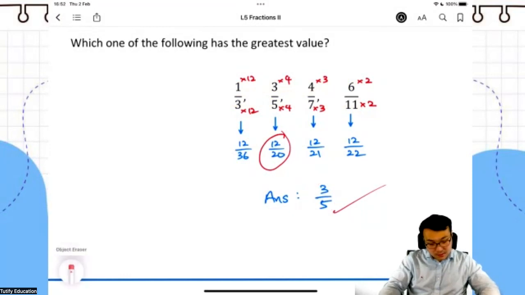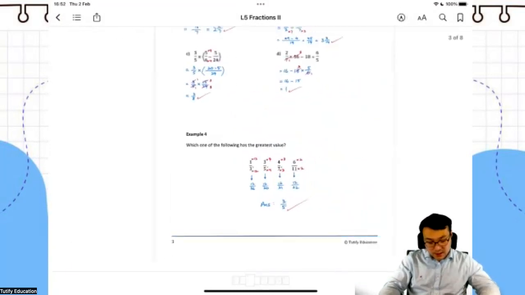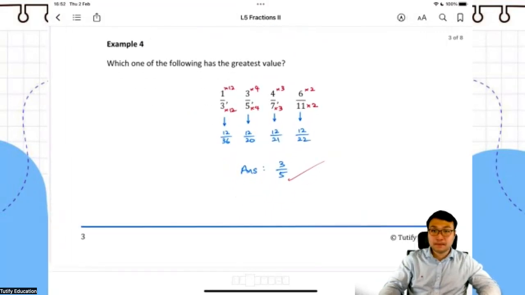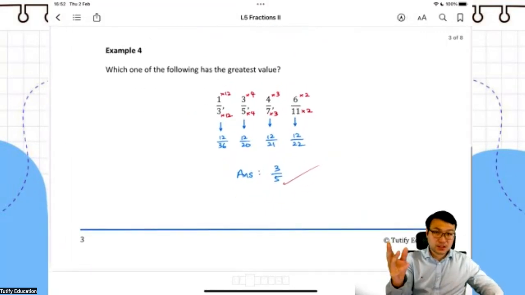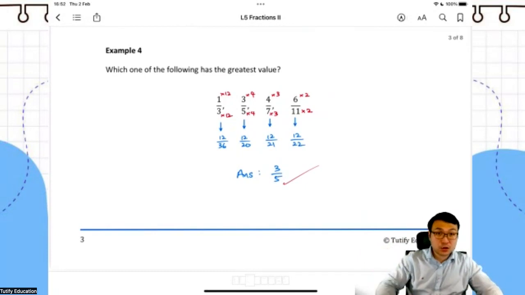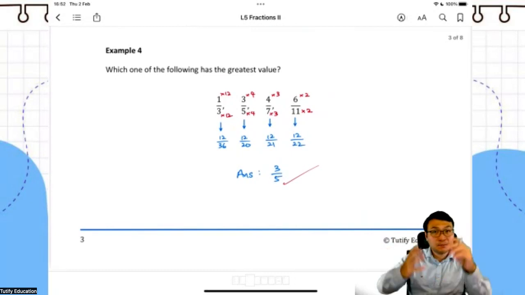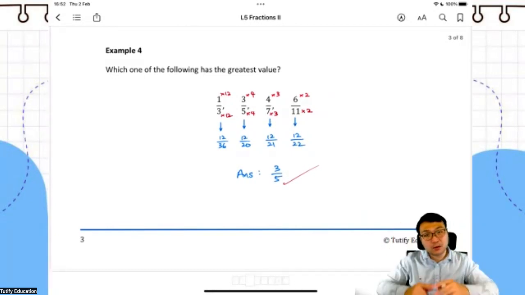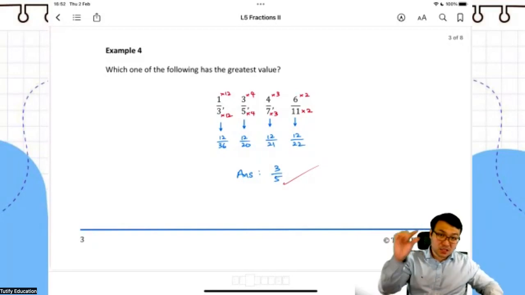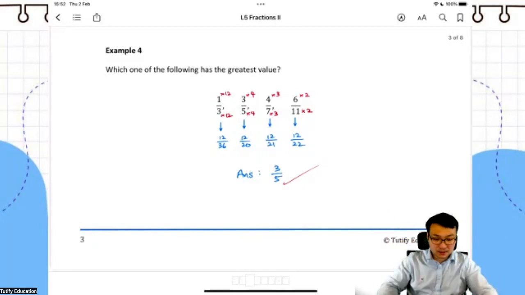Okay, students? All right. Any questions? Okay, so sometimes for fractions, if you want to compare them, you don't necessarily need to have the same denominator. Even if the numerator is the same, you can still compare them, as long as you understand that when you divide a number by something big, your answer is small. But if you divide it by something small, your answer becomes big.